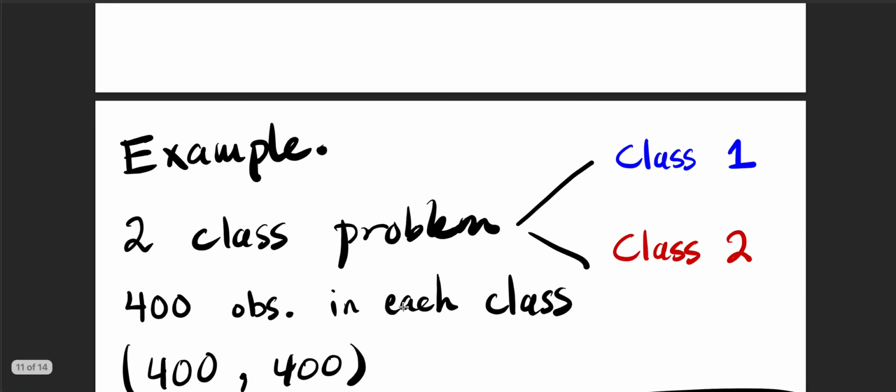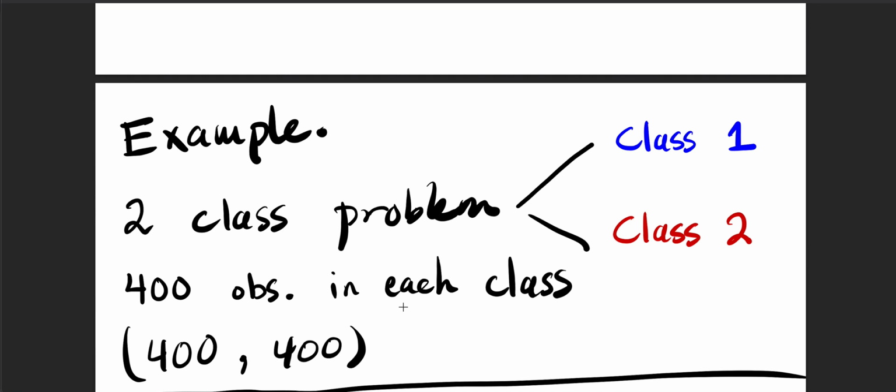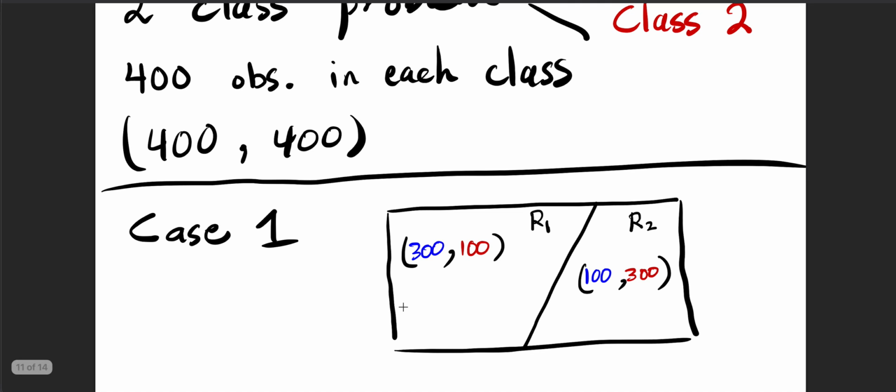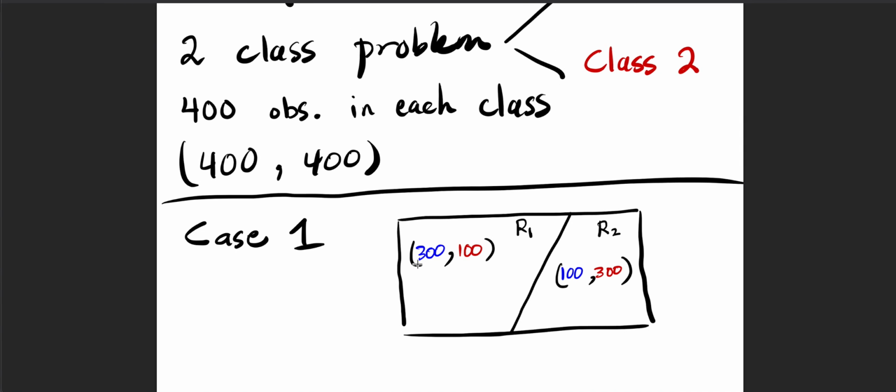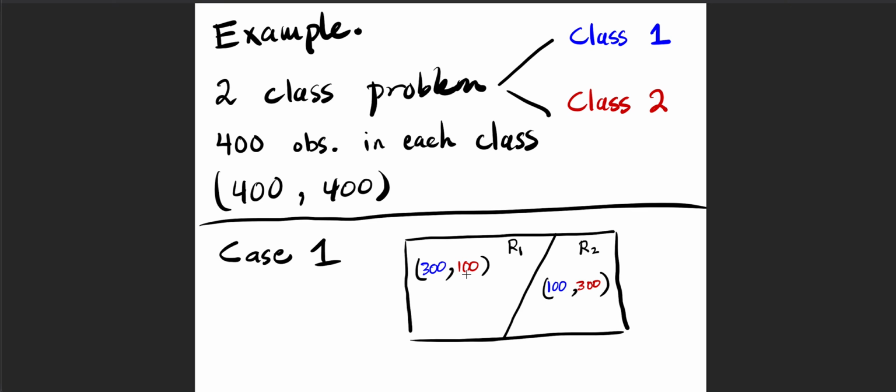So let's look at an example. A two-class problem. We use blue for class 1, and red for class 2. Imagine we have 400 observations in each class. Now we're going to consider two different cases. Imagine this is our feature space. This is just a caricature, and we have two regions. Region 1 consists of 300 blues and 100 reds, making the majority class here blue. And region 2 consists also of 400 observations, 100 of them blue, 300 of them red. So region 1 will be blue, region 2 will be red.